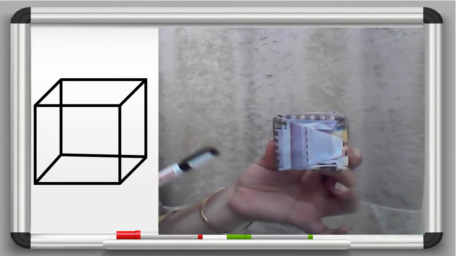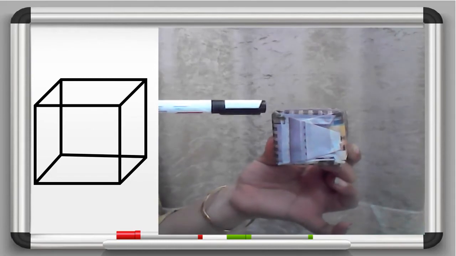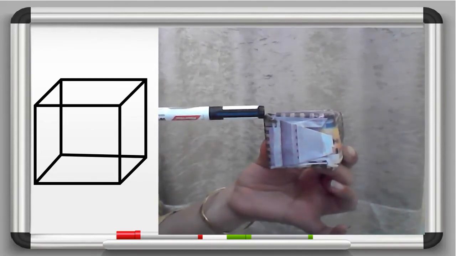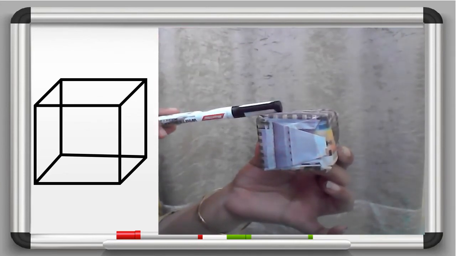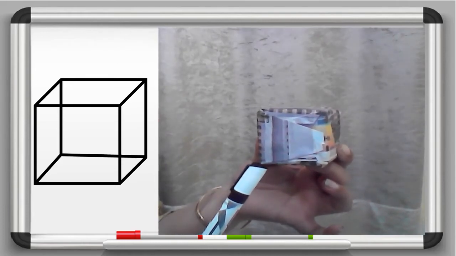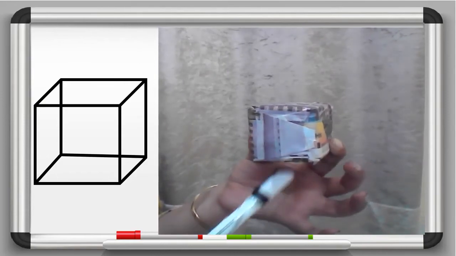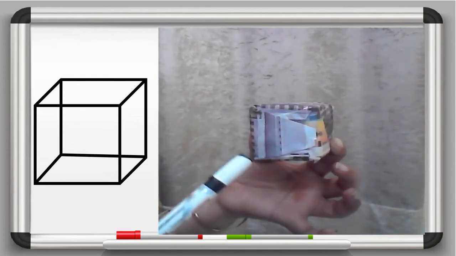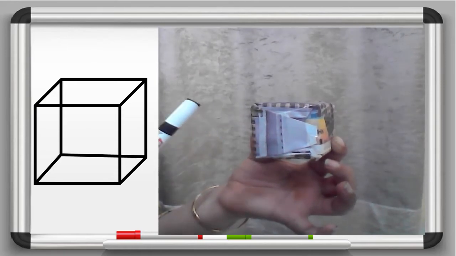Now we will count the number of corners or vertices of a cube. Here first we will count the number of corners of the top. 1, 2, 3, 4. Okay beta? Now we will count the number of corners of the bottom. 5, 6, 7, 8. 4 corners हैं हमारे टॉप के और 4 corners bottom. So how many? 4 plus 4, 8 corners or vertices we have in a cube.